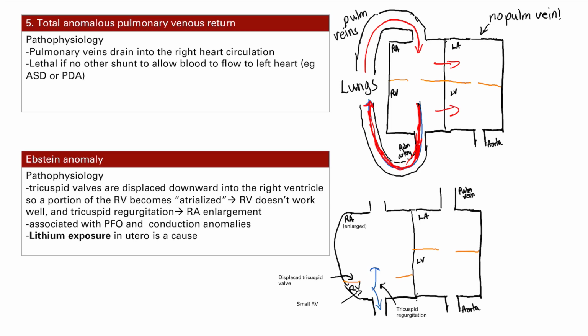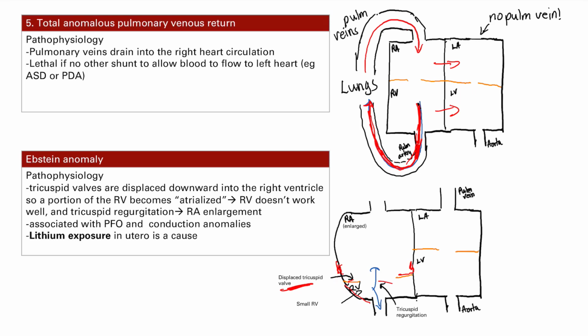This is also a cyanotic heart lesion. And the problem here is that your tricuspid valves, as you can see, are displaced. They're downwardly displaced into the right ventricle. So that part of your right ventricle becomes atrialized. So this stuff is all atrialized. It basically acts like an atrium. And your right ventricle is not going to work well because of how small it is. And as you can see, now there's a huge space between your valves.